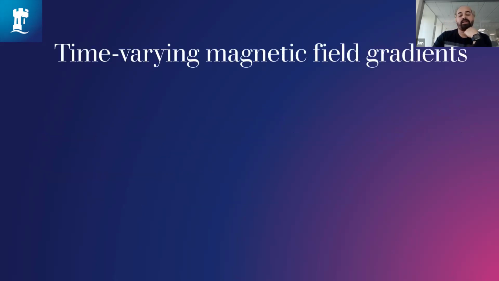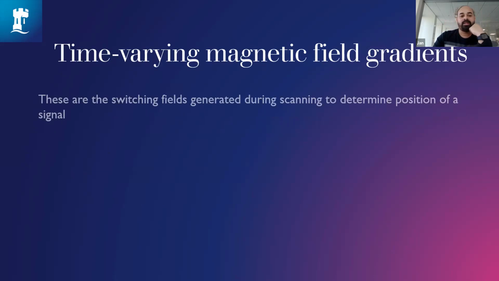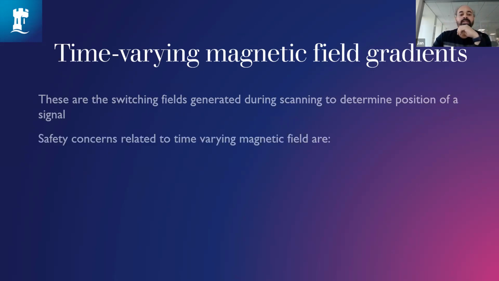Now, we also have another kind of field coming into play, which is the gradient field. How does it affect us? How is the gradient field generated in an MR scanner? It's by the rapid switching of gradient coils within the scanner, which helps us to determine the position of the voxel or pixel we are interested in.